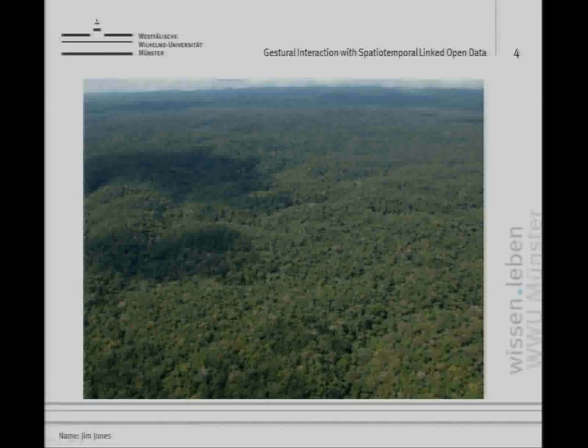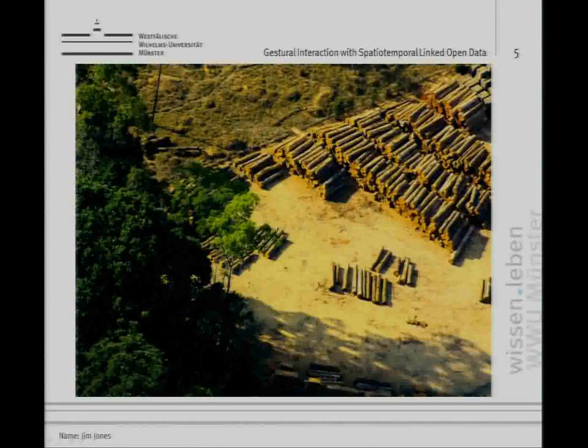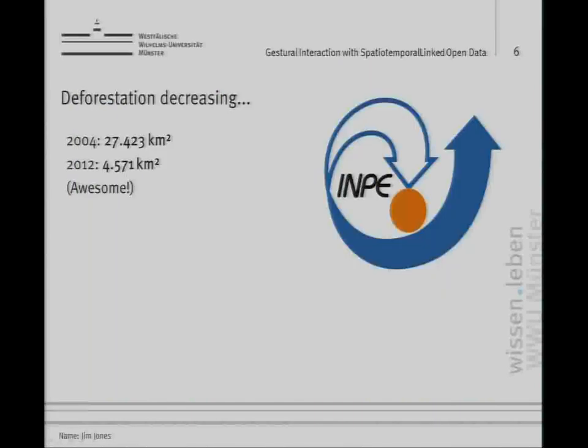So I'd like to start with this beautiful picture of the Brazilian Amazon that the Brazilians call the lungs of Earth. That unfortunately is getting more like this recently. Although many efforts are being conducted by INPE, the Brazilian Space Research Institute, that since 2004 has a project for fighting against deforestation that reduced it from 27,000 square kilometers in 2004 to this number in 2012. That is awesome, but it's still a big number.